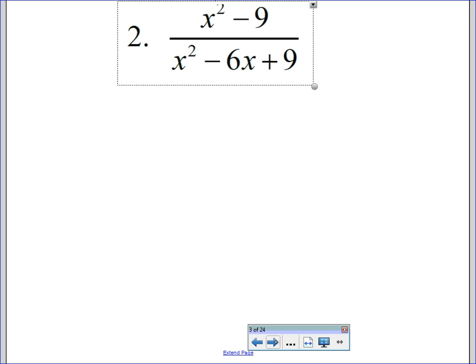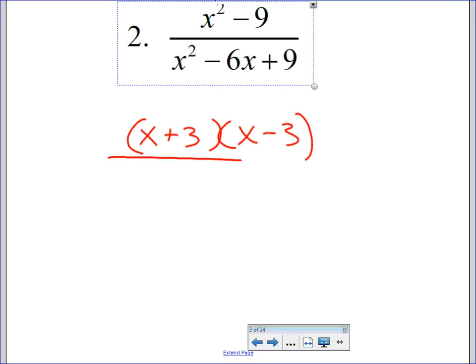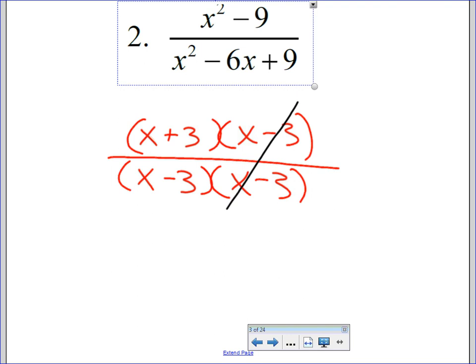All right, number 2 is a little bit trickier because there is stuff that we can reduce, but we have to figure out what they are. So the top is a difference of squares, so it will factor as x plus 3 and x minus 3, where the bottom factors as x minus 3 times x minus 3. You could write x minus 3 squared, but this just helps us because then we cancel one of the x minus 3's and we end up with x plus 3 over x minus 3.